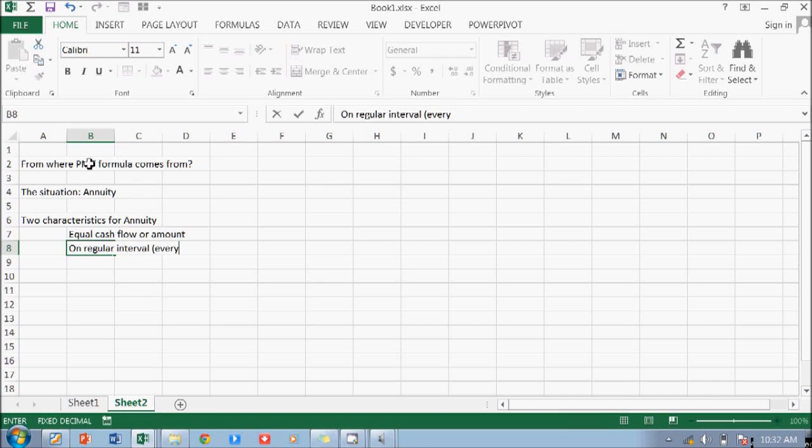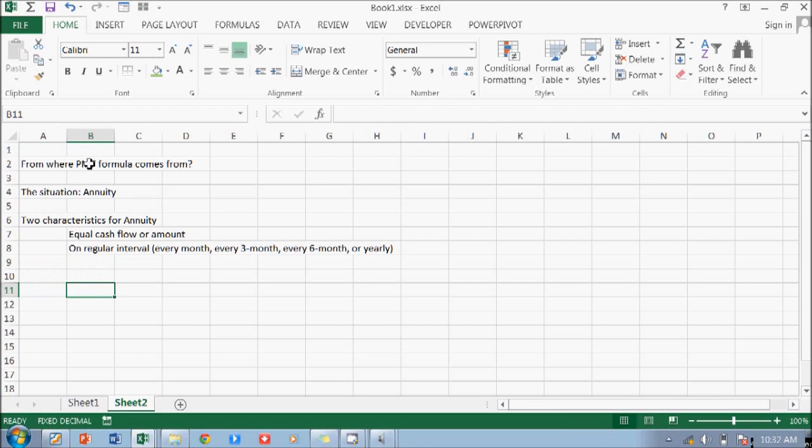For example, every month, every 3 months, every 6 months, or yearly. So these are the two characteristics of an annuity. For example, I'll just put five months to give you the idea. So you have 0 here, and then you move. So this is 5 periods. And then you have to put your money.